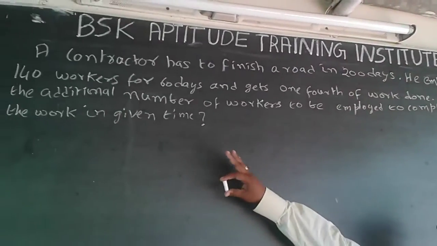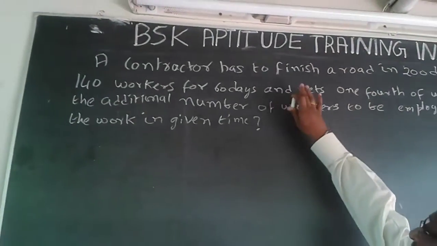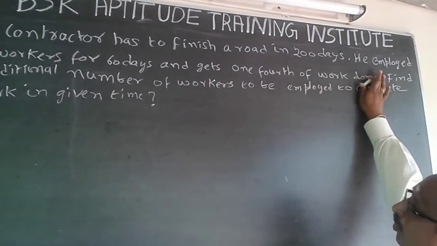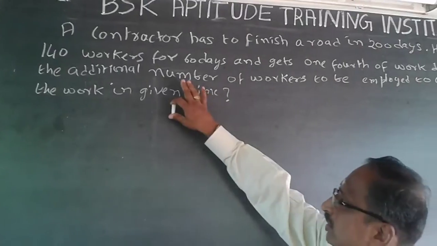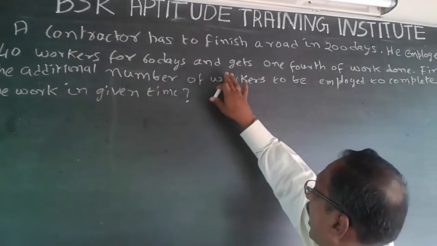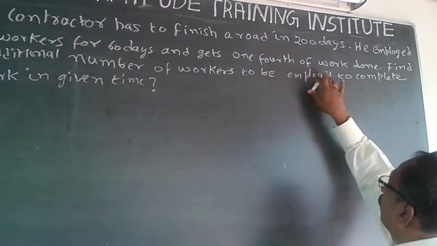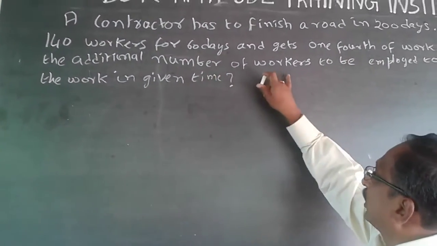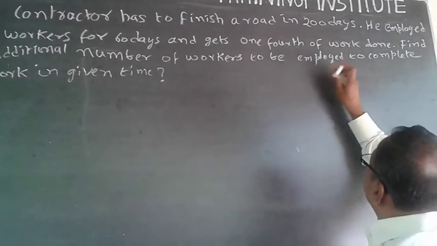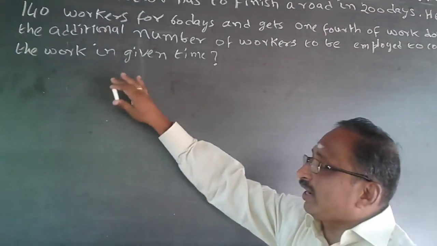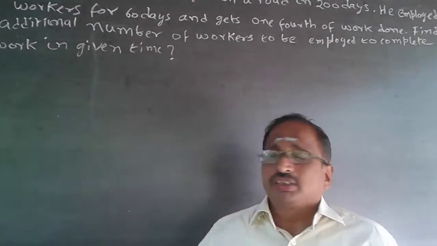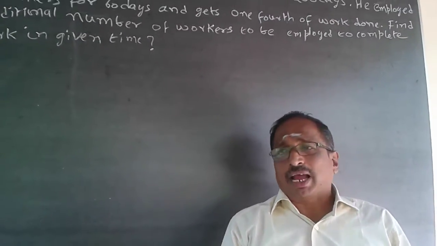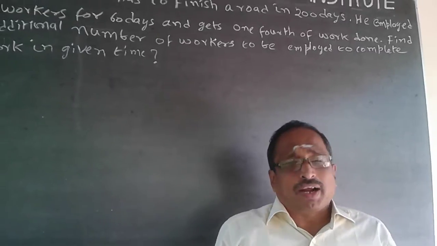So the question that I am going to handle is, a contractor has to finish a road in 200 days. He employed 140 workers for 60 days and gets 1/4 of work done. Find the additional number of workers to be employed to complete the work in given time. So this is the question. This can be classified as a time and work question. This can also be a work done problem.